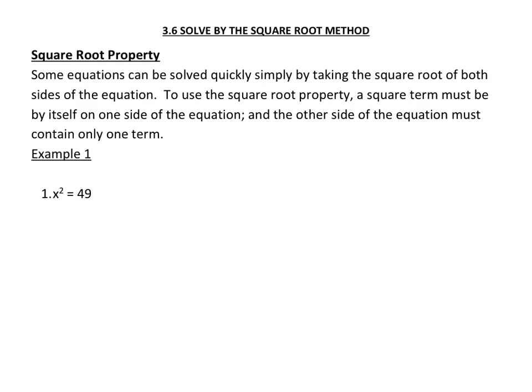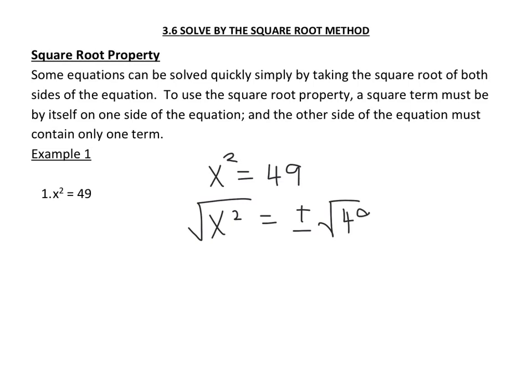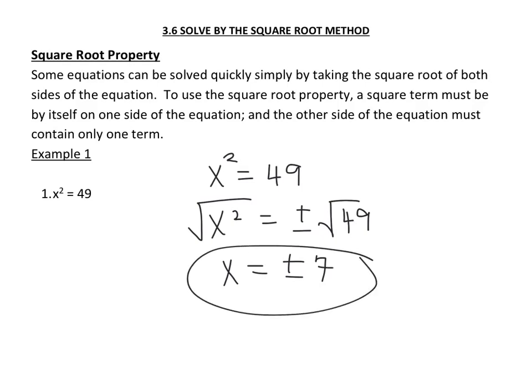So we have x squared is equal to 49. So I need to undo the square. To undo the square, I have to do the opposite, which is the square root. And when I take the square root of 49 on the right hand side, I have to put plus or minus, so I get x is equal to plus or minus 7. So that is the answer to that question.